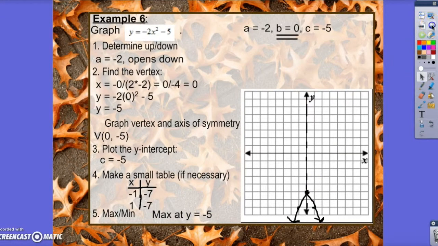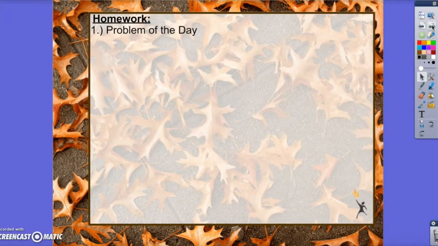All right, so homework, because this song was lengthy, I'm just having you do the problem of the day, and we'll get to the problems to do the rest of the practice. That's it for today's lesson.